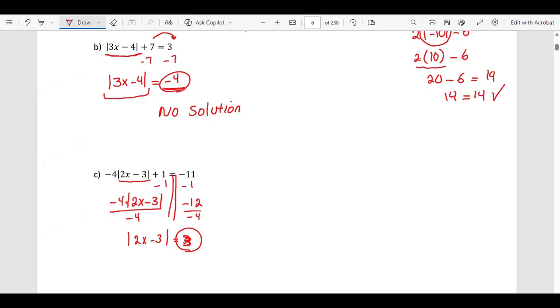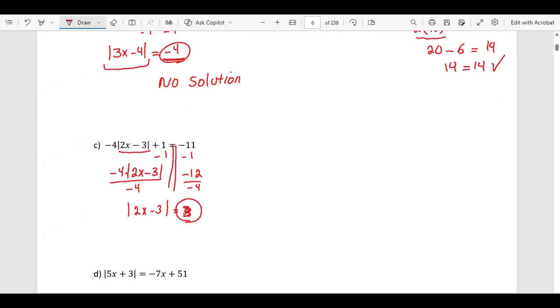Okay? Now it's time to drop the absolute value, and every time we drop the absolute value, we have to keep the expression inside the absolute value the same, 2x minus 3, but the other side can be +3 or can be -3. Now it's time to solve each of them and find the x.